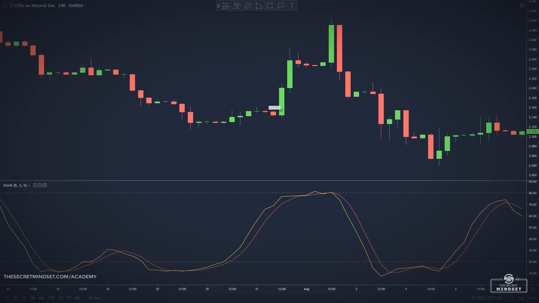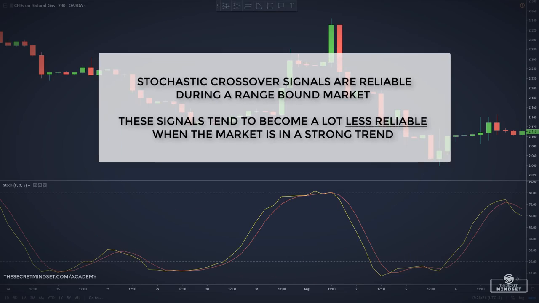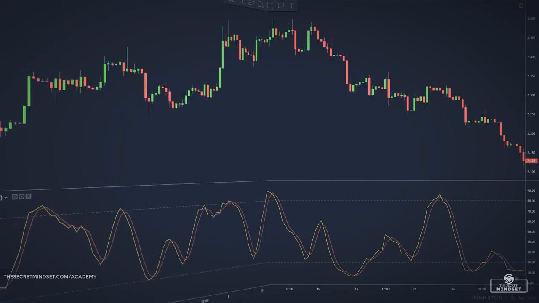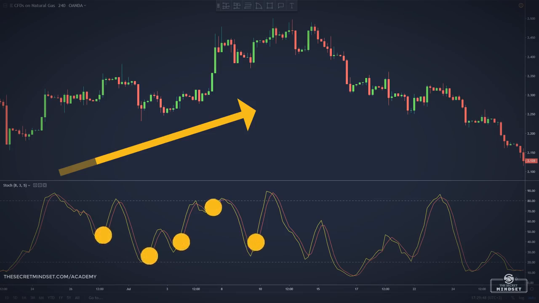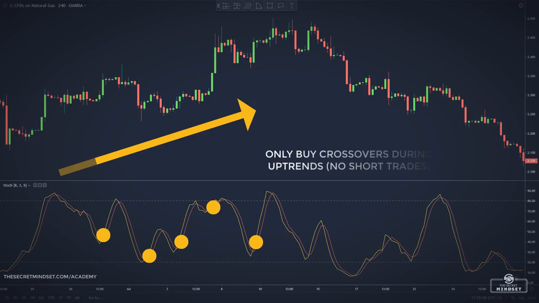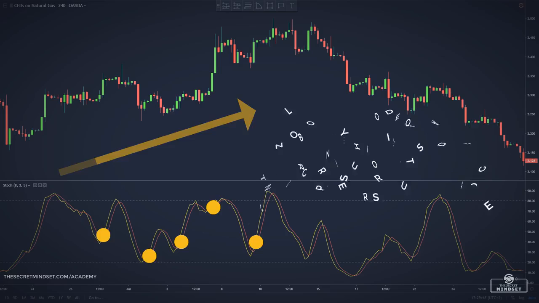Once again, these stochastic oscillator crossover signals are reliable during a range-bound market, but these signals tend to become a lot less reliable when the market is in a strong trend. You can still rely on the stochastic oscillator crossover signals as a trend continuation signal. For example, if the market is in an uptrend, you search only for crossover buy signals on the stochastic oscillator, so you're not interested in shorting the market. You simply want to ride the trend by taking buy crossovers.